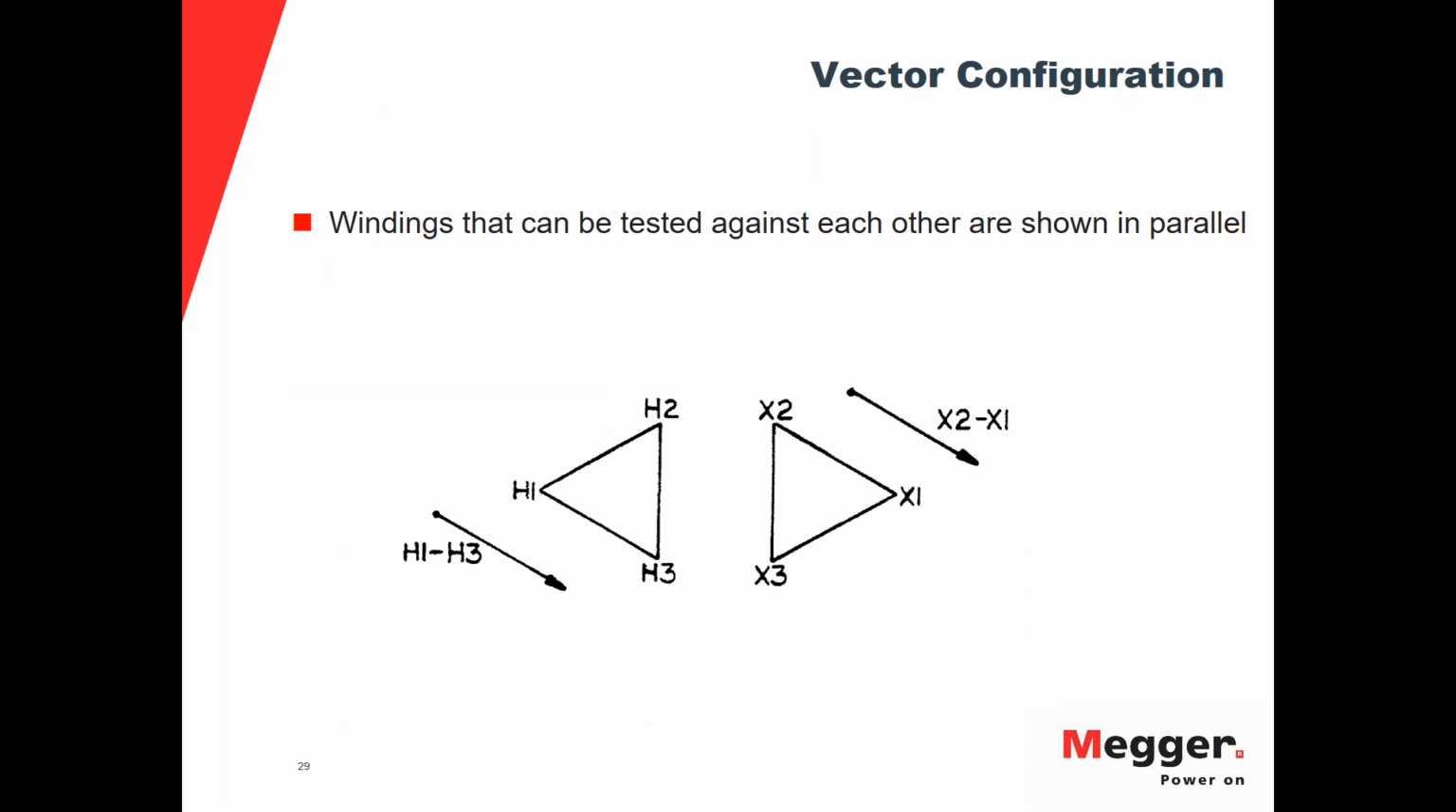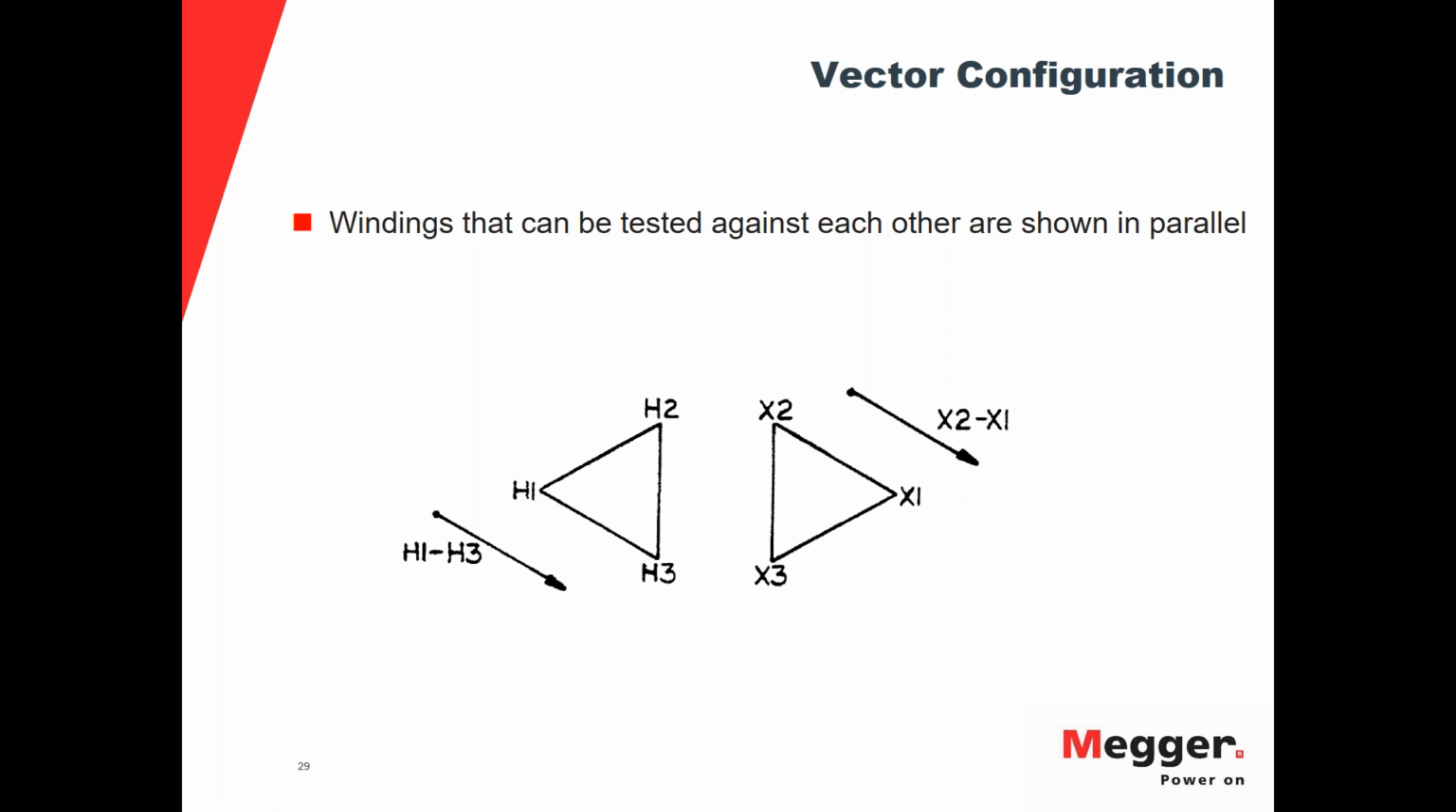So what we need to know about the vector configuration. The windings that can be tested against each other are shown here. We show them in parallel. So we know that H1 to H3 can be tested against X2 to X1. H3 to H2 can be tested against X3 to X2. And then H1, H2 can be tested against X2 to X1. I'm sorry, H1, H3 can be tested against X2, X1. X3, X1 can be tested against H1, H2.